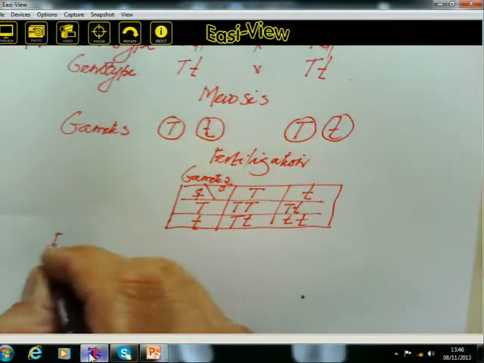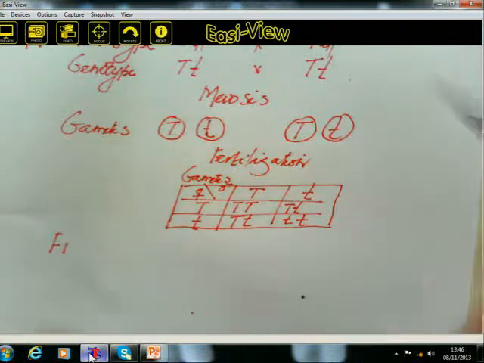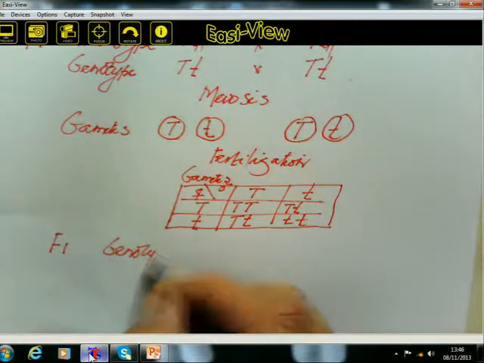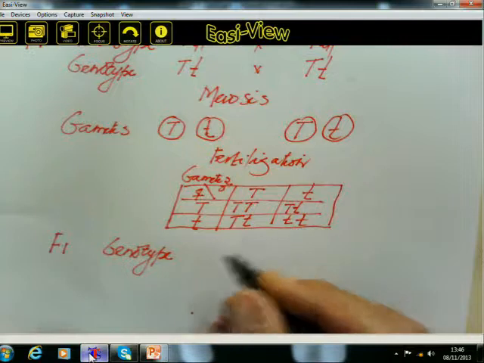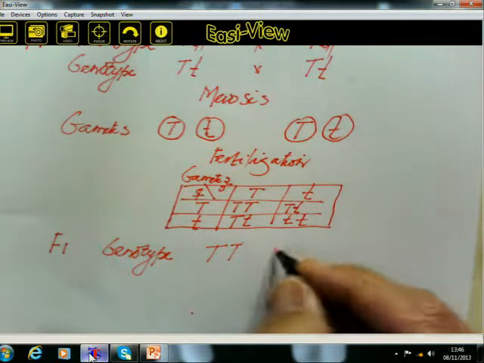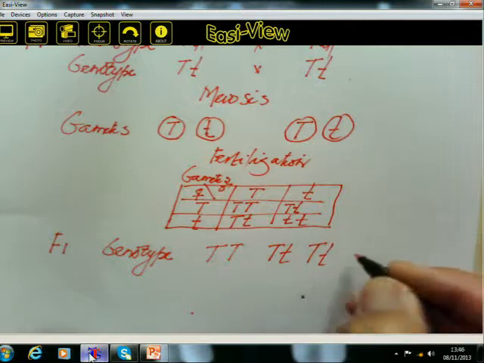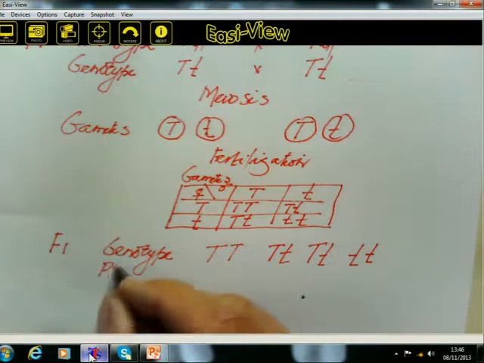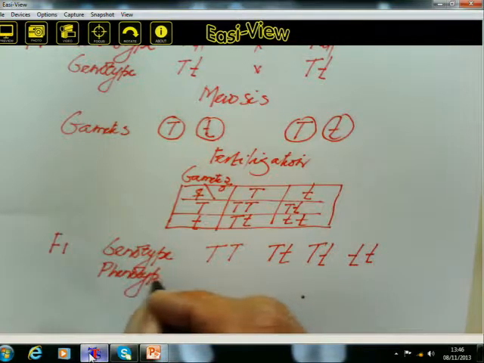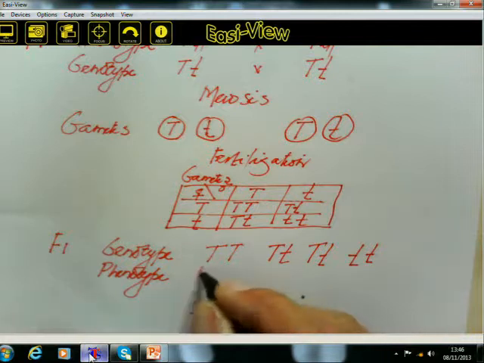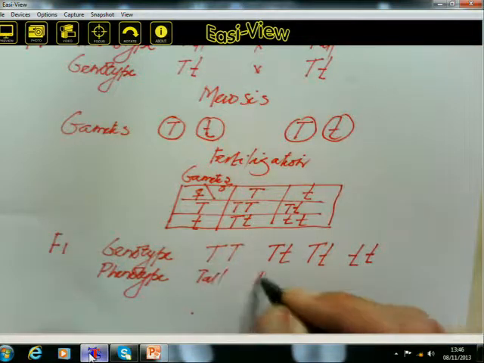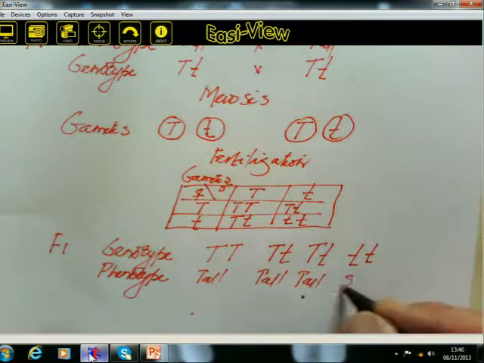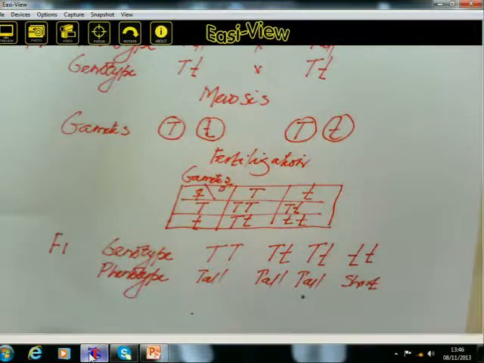So in the first filial, the offspring from those two parents, I prefer to rewrite the genotype, and I write the word genotype there. The genotype is written like this. There is the genotype from the cross. And then the phenotype, I give an indication of the phenotype as well. That is a tall growing plant, and there is a short growing plant or a dwarf plant.